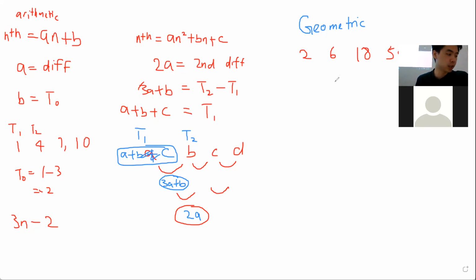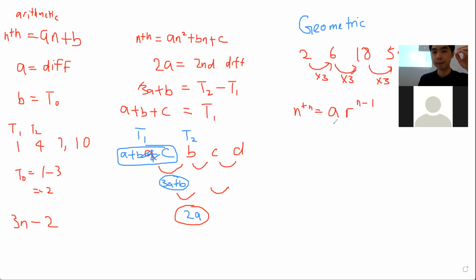Okay, but anyway, for today's lesson, geometric. What's happening is it's no longer plus or minus, it's multiplied. So if there is a multiplication in your sequence, that means this is geometric. And the general formula for a geometric sequence is what? It is actually A times R to the power of n minus 1. This is your general formula, just like the others. The nth term is A times R to the power of n minus 1.